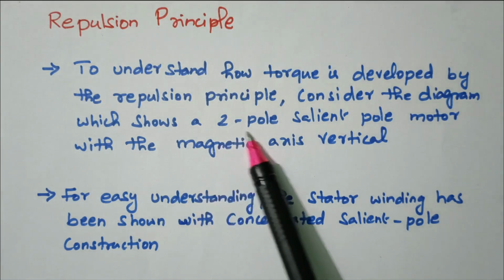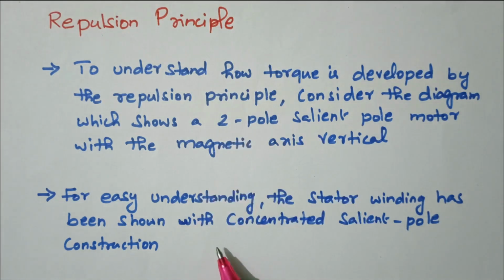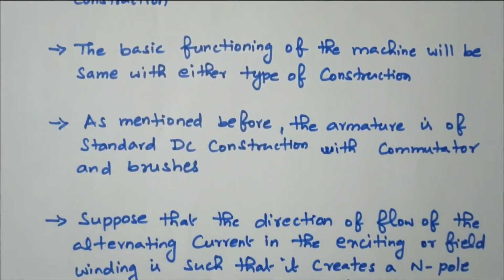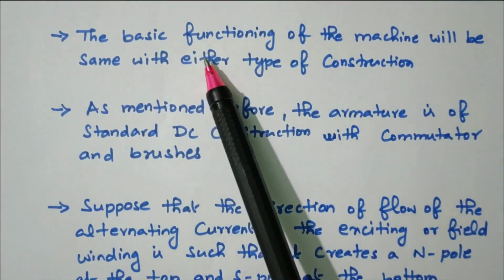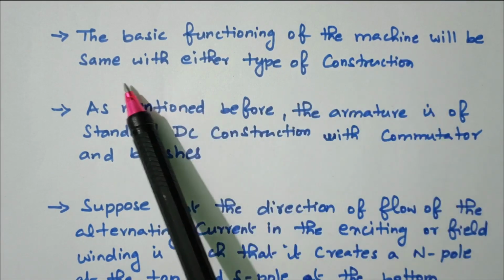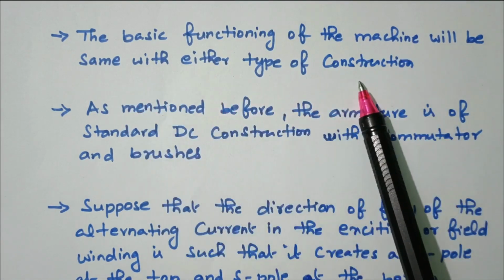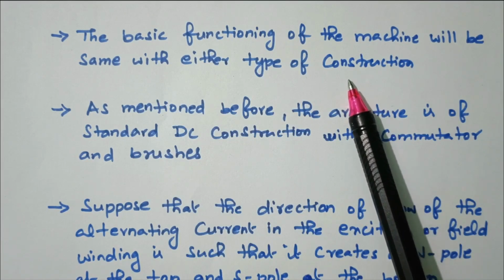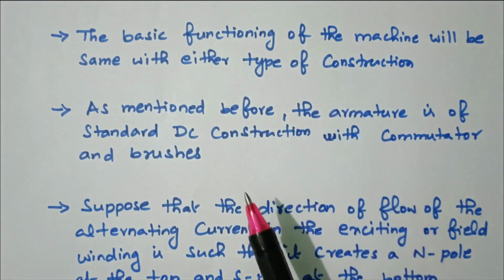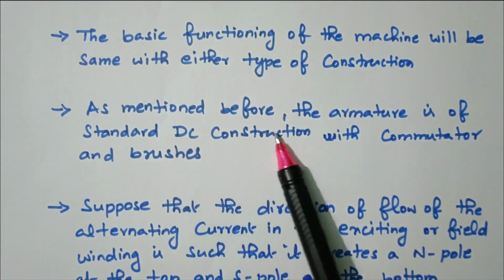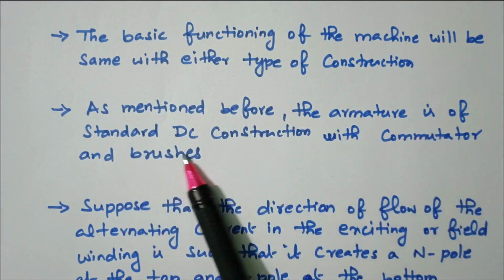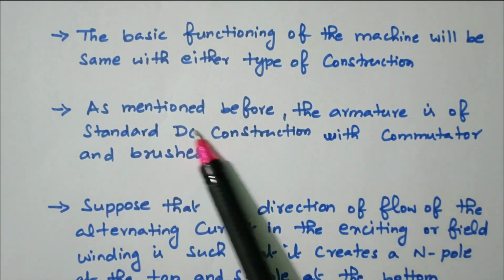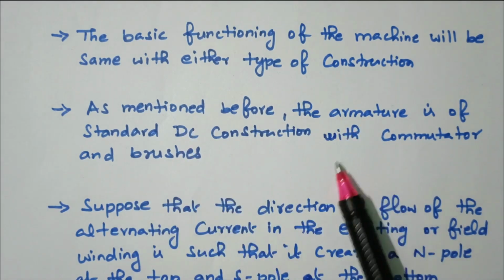So these are the two poles we just referred to. Now we'll go to the remaining description. The basic function of the machine will be the same with either type of construction. Both are almost the same, only the brush holders are different: vertical in diagram A, horizontal in diagram B. As mentioned before, the armature is of standard DC construction with commutator and brushes. The armature is very similar to the DC motor.